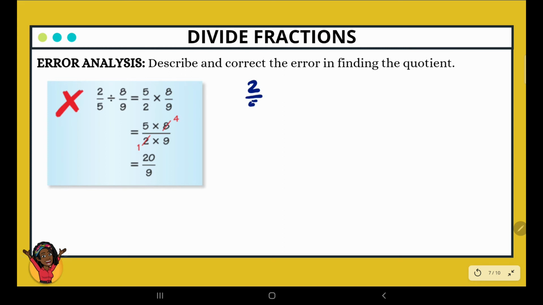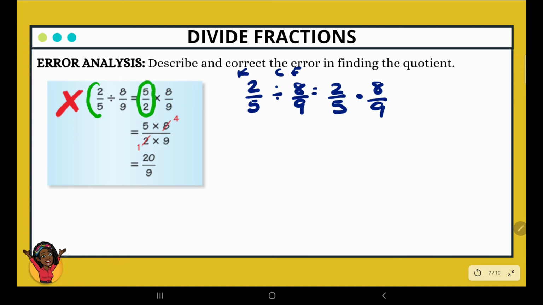So 2/5 divided by 8/9, and we're doing our keep, change, flip. So we keep that 2/5, change the division sign to multiplication, and then we rewrite the 8/9. So here I identified that this person decided to flip the first fraction. They did change to multiplication, but then they kept the second fraction the same.